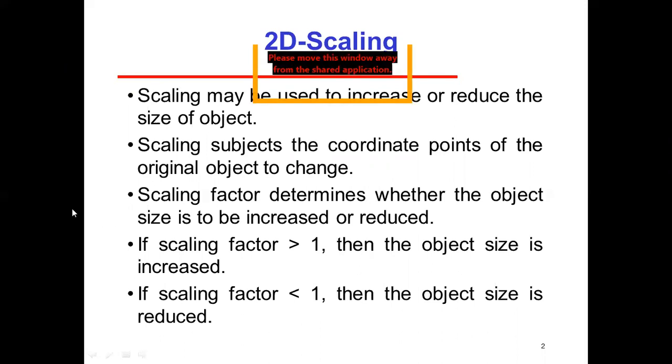So the scaling factor determines whether the object size is to be increased or reduced. We can decide with the help of the scaling transformation. If the scaling factor is greater than 1, then the object size is increased, because we are enhancing the size of the object. Equal to 1 means same size. Greater than 1, we are increasing the size. Less than 1, we are reducing the size of the object.